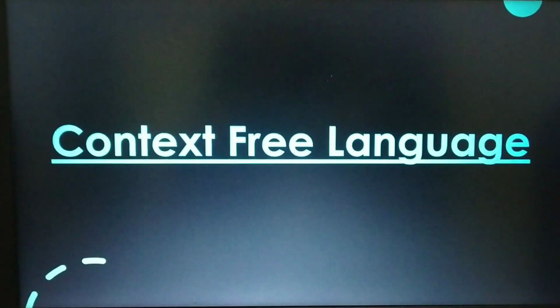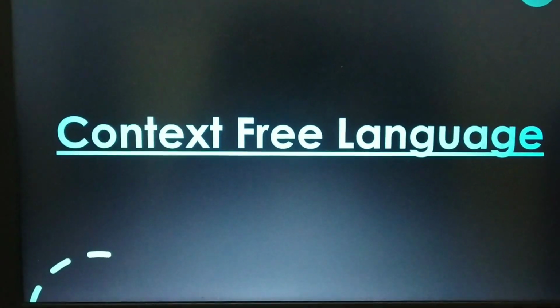Now, I will be discussing what a context-free language is. A context-free language is a language that is generated by a context-free grammar. A context-free language is accepted by a push-down automata, but such languages cannot be accepted by a finite automata. Why? The reason is that a finite automata does not contain any memory, whereas a push-down automata contains memory.